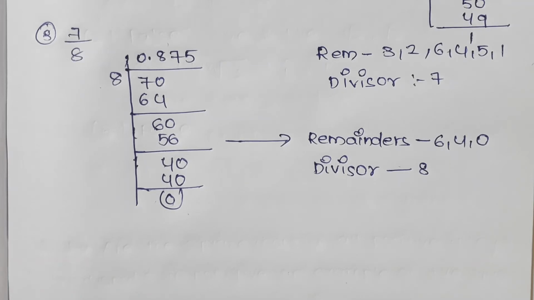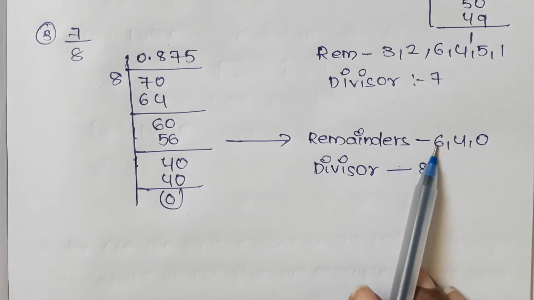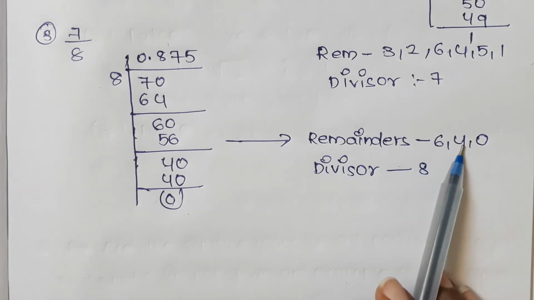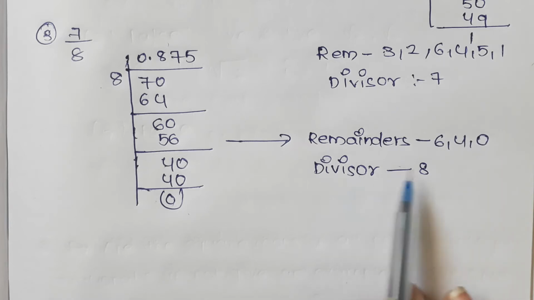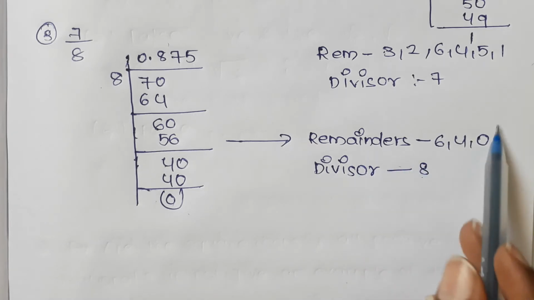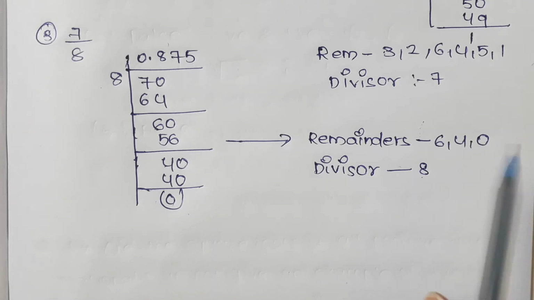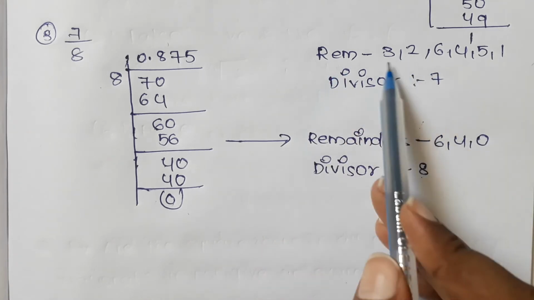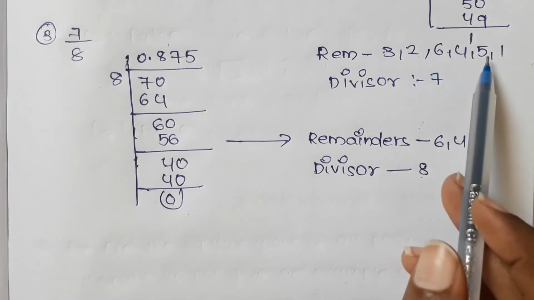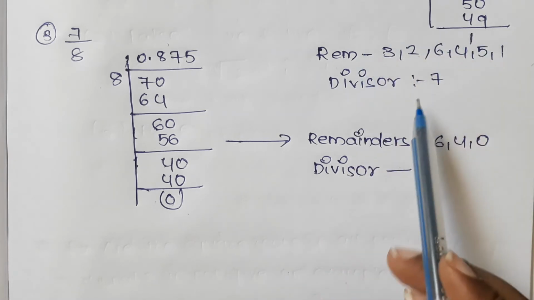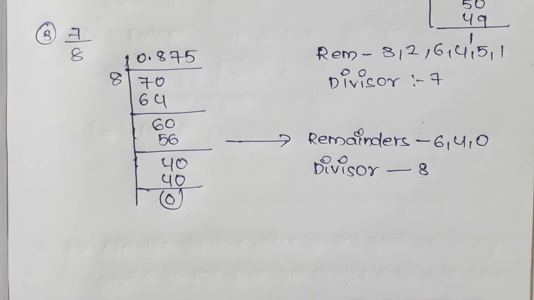And here again the number of entries in the repeating string of remainders is less than the divisor. Here we got the remainders, that is 6, 4 and 0, and the divisor is 8, and all the remainders are less than the divisor in any example. From here also we got 3, 2, 6, 4, 5, 1. These are all less than the divisor, that is 7. It is the second point.